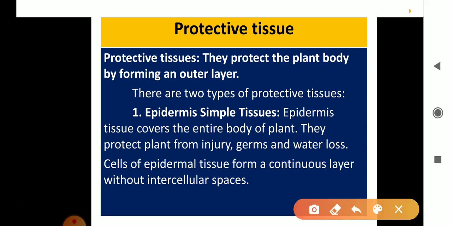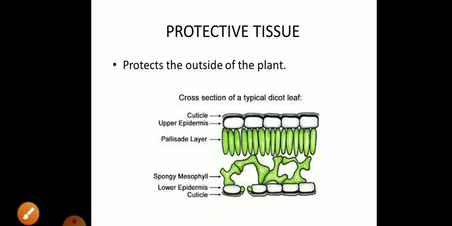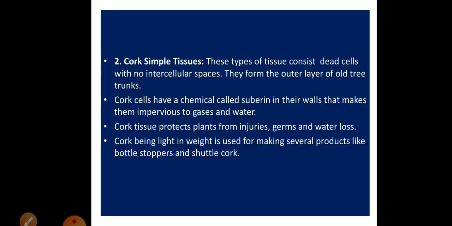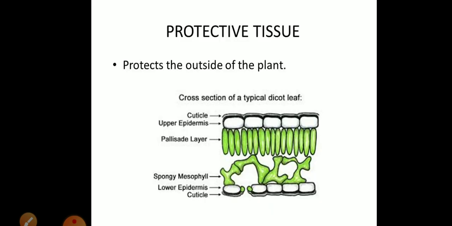These are of two types. Number one is epidermis, that is a simple tissue. The next is the bark. Bark is a cork simple tissue, that is called bark. Is it okay? Or also called the cork. Then first is the epidermis and second one is the cork. This is also called bark. Then see the first one.